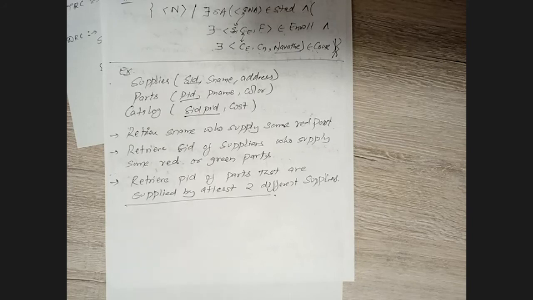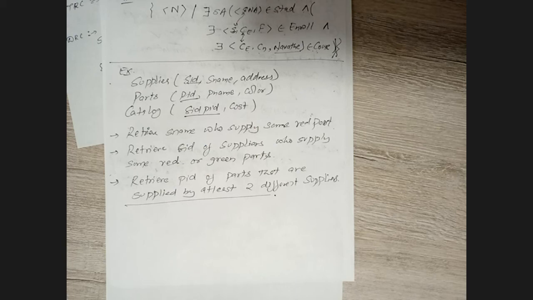Sir, in the first query, if it was only red part and we had to write the DRC of it, then just like in relational algebra we use the set difference operator, for the only query, if we have to find something which is only selling red part, how will we implement it in DRC?